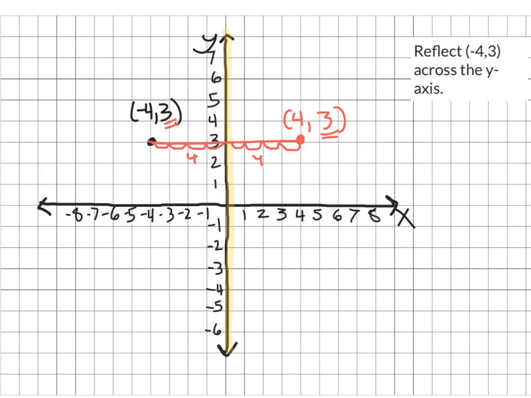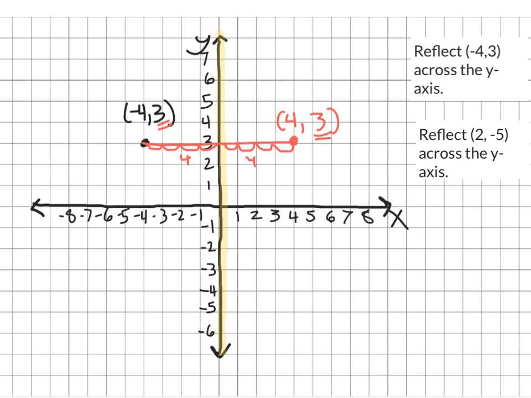Now let's go ahead and reflect 2, -5 across the y-axis. Pause and try it now. Plot both the original point and its reflection. Here's our original point. And then the reflection is going to need to be 1, 2 spaces on the other side of the y-axis, forming another horizontal line. So this one is now at -2, -5.